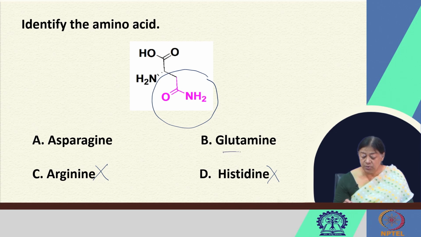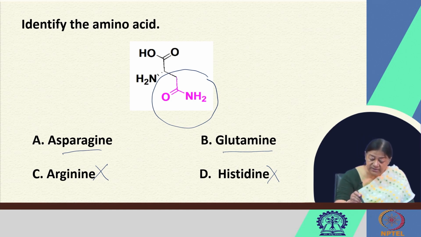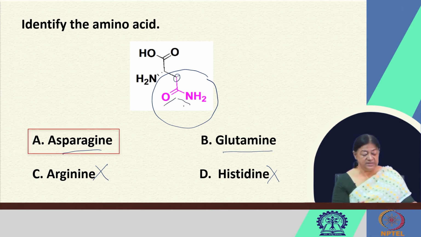This leaves us with glutamine and asparagine, both of which have an amide group. So, now when we want to look at this, we have to realize what is the side chain. We see that there is a single CH2, C double bond O, NH2, which means that this is asparagine.